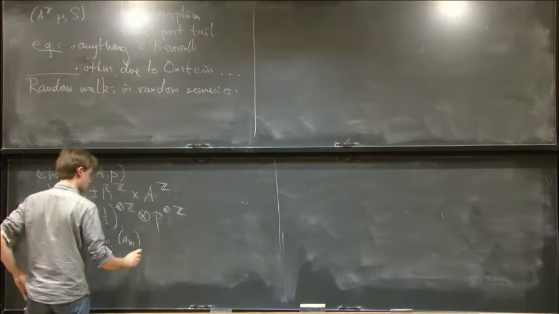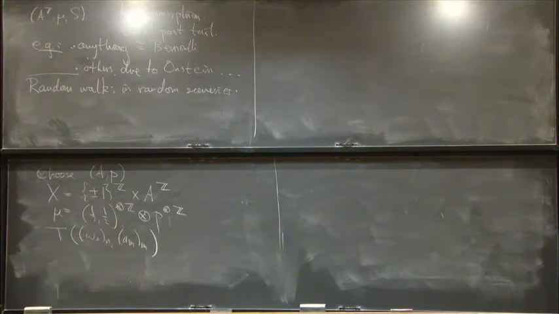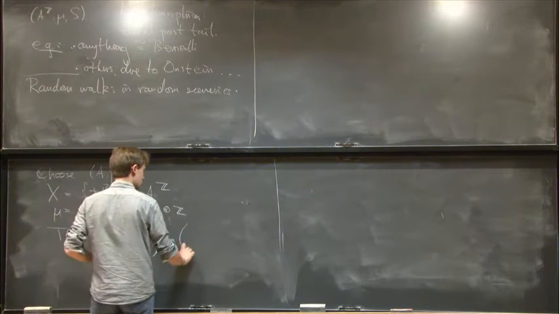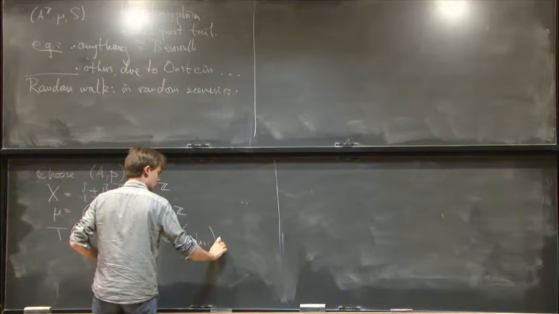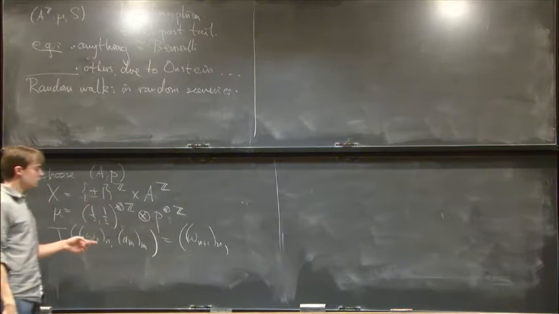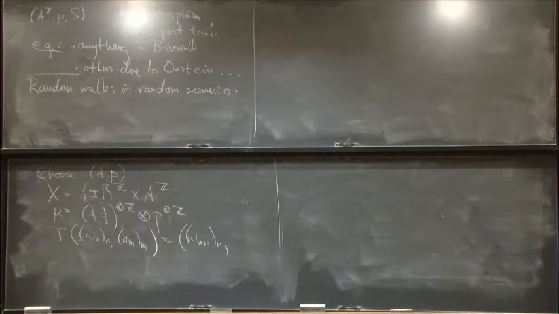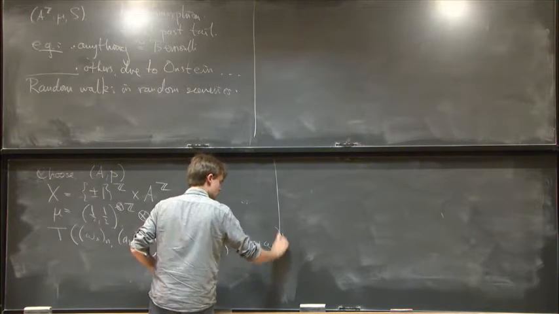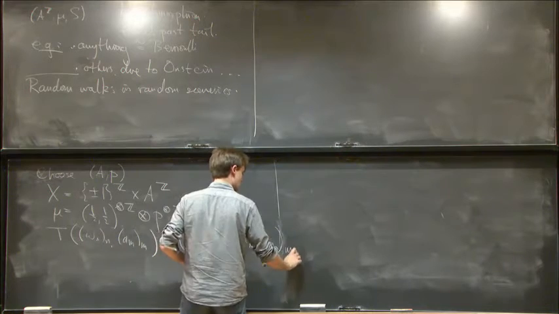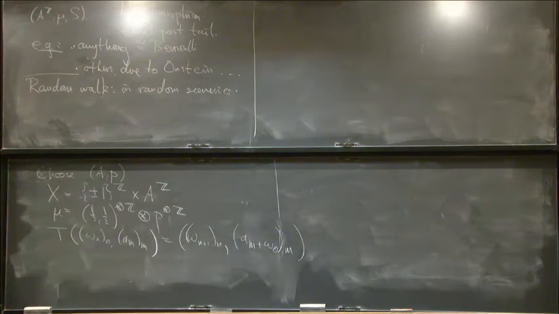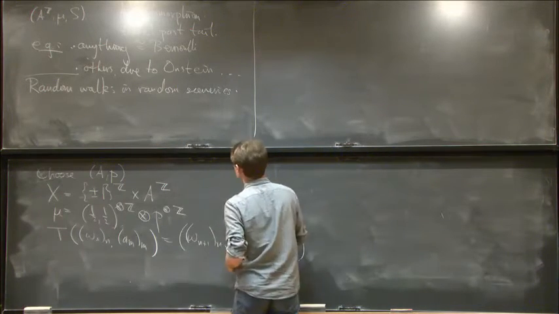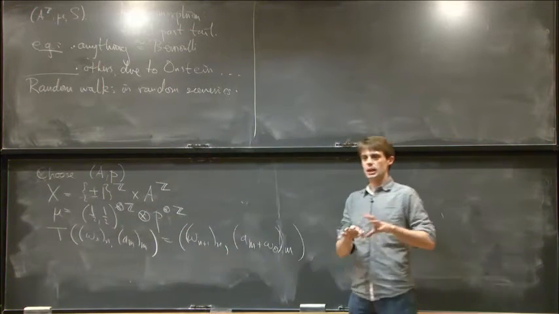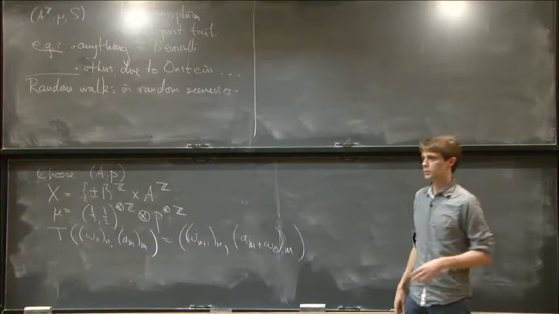Whoops, that's gone. OK, so the first coordinate just gets shifted. But then the second coordinate shifts either forward or back, depending on what the first coordinate was doing. Like so. OK, so it's a skew shift. So what does this actually mean? What this pair of strings is doing is capturing the history of a random walk together with a random scenery.